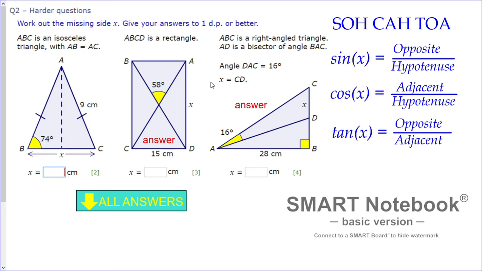Hi, we're back with more trigonometry, just basic trigonometry, SOHCAHTOA. The question here says, work out the missing side x and give your answer to one decimal place or better. But in all of these questions, we have to look and search to see where is the right-angled triangle they're talking about. You have to analyze the question and see, where can I see my right-angled triangle? So let's look at the second one here.